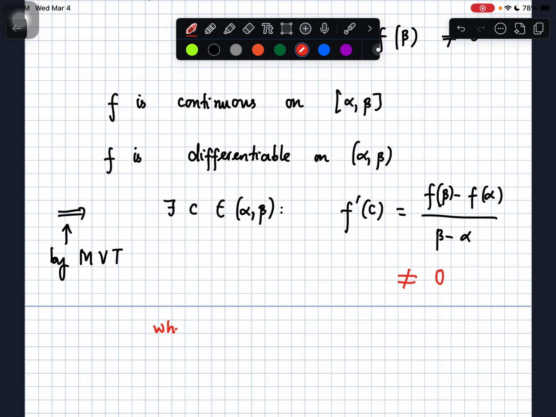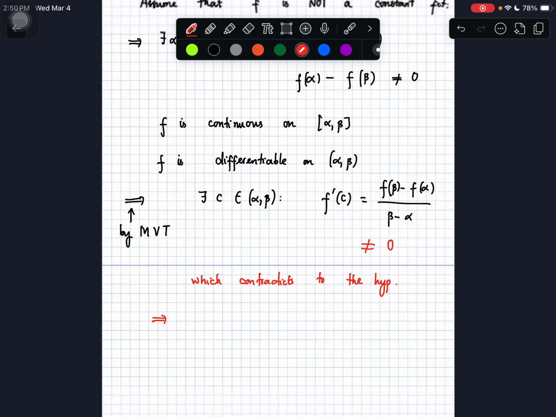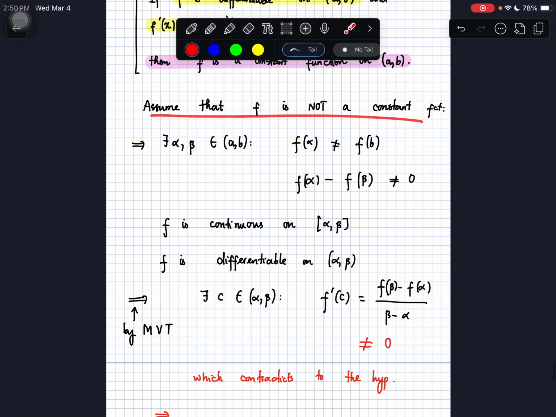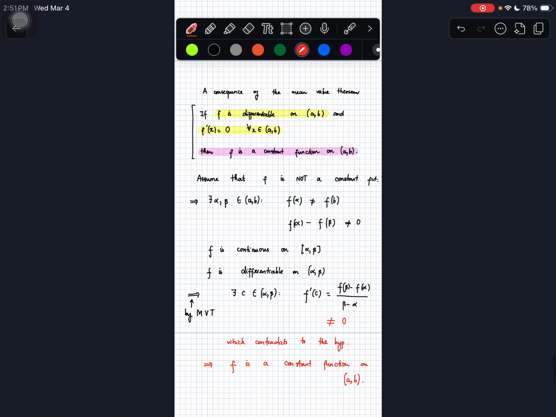which contradicts the hypothesis. And therefore our assumption is wrong. And therefore f is a constant function on (a, b).